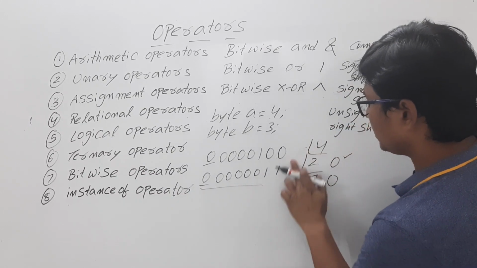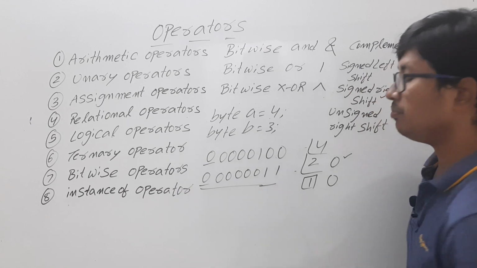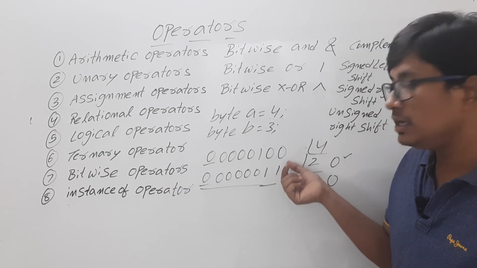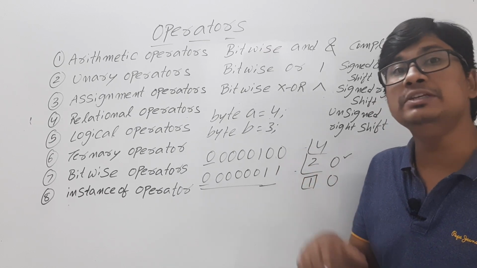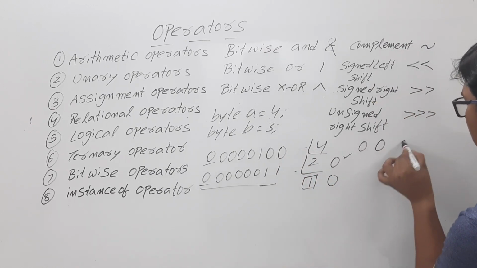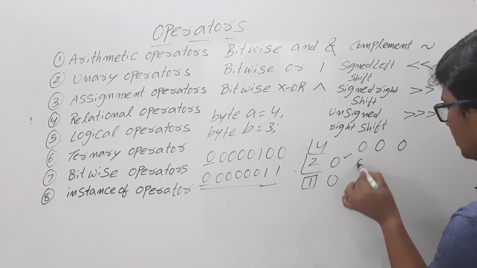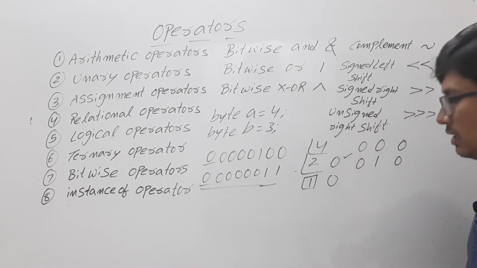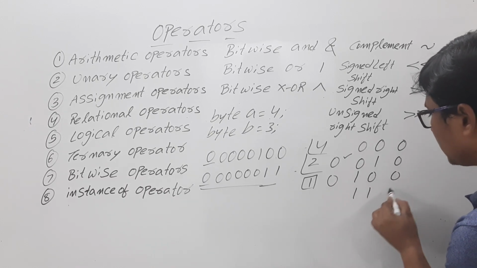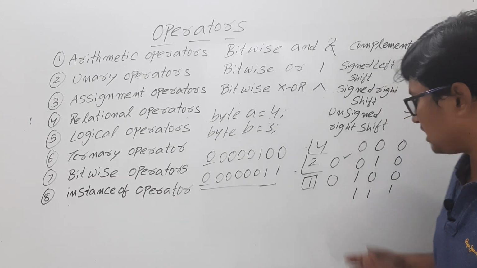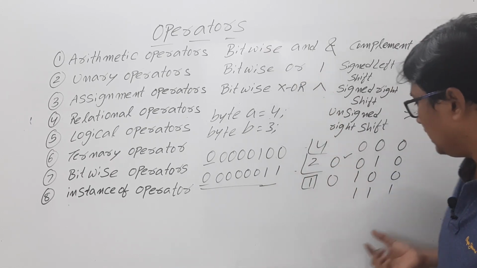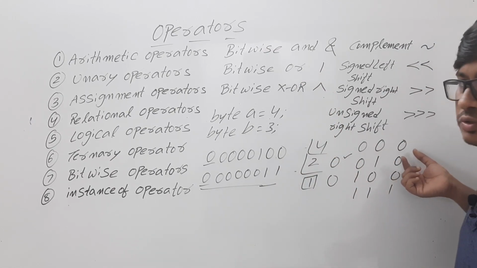Okay, if you have done this one, now what you need to perform? Bitwise AND between these two numbers. Bitwise AND, if you perform, 0 and 1 will be 0. Look at here. If it is 0, 0, you will get 0. If it is 0, 1, you will get 0. If it is 1, 0, you will get 0. 1, 1, you will get 1. If both the inputs are 1, the bitwise AND will produce the output as 1. In all other cases, it will produce the output as 0.